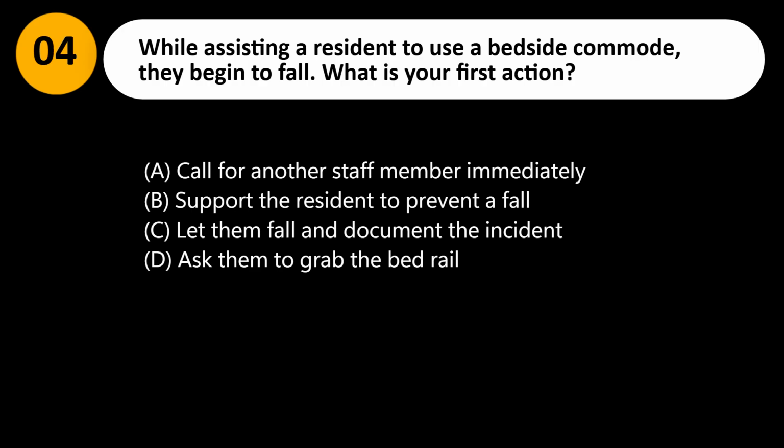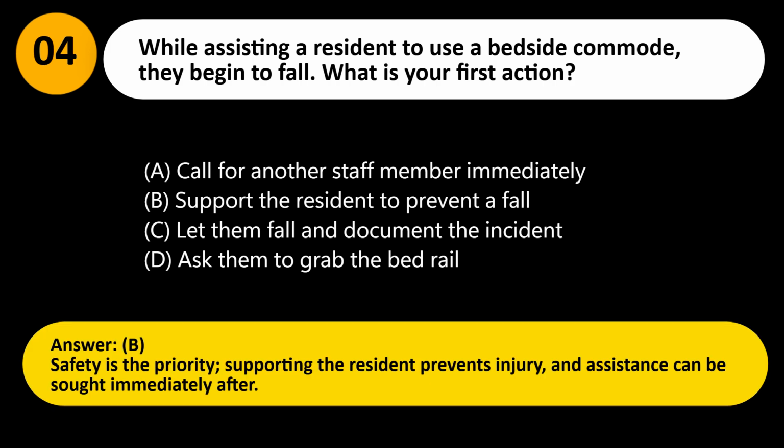A. Call for another staff member immediately. B. Support the resident to prevent a fall. C. Let them fall and document the incident. D. Ask them to grab the bed rail. Answer: B. Safety is the priority, supporting the resident prevents injury, and assistance can be sought immediately after.